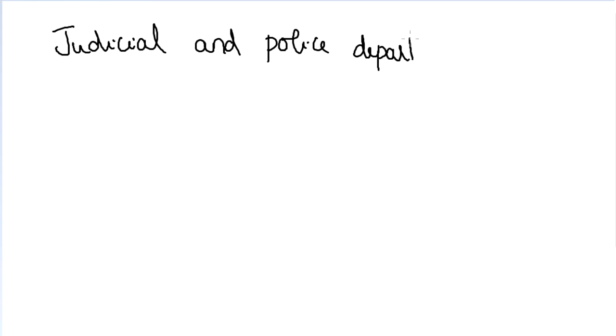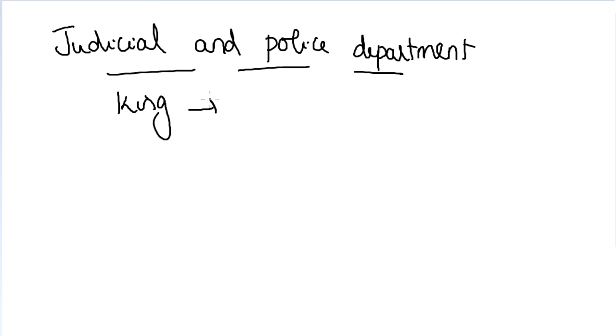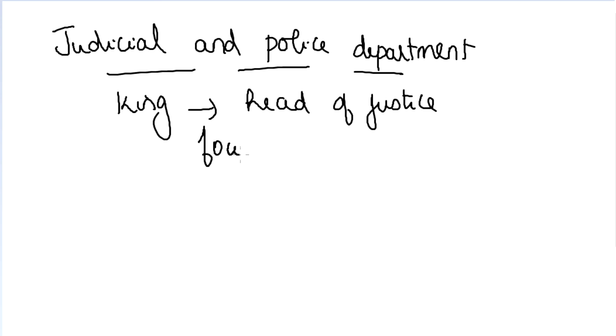Now let us move on to the judicial and police department. Considering the judicial and police department, the main head of justice was the king. The king was the head of justice and he was the fountainhead of law, and all the matters of grave consequences were decided by him. So the king was the head of justice.